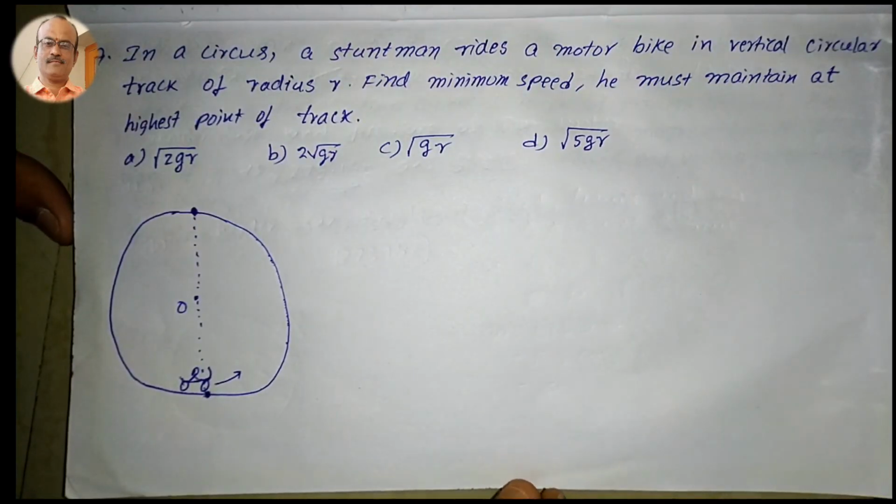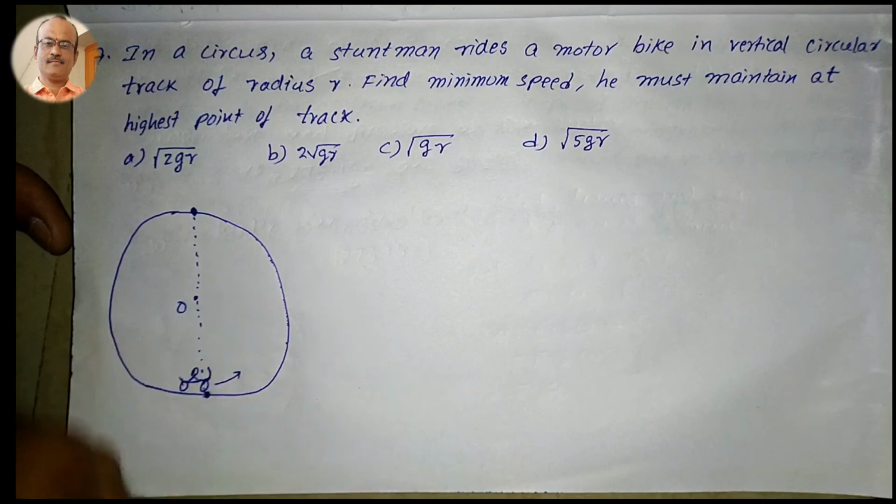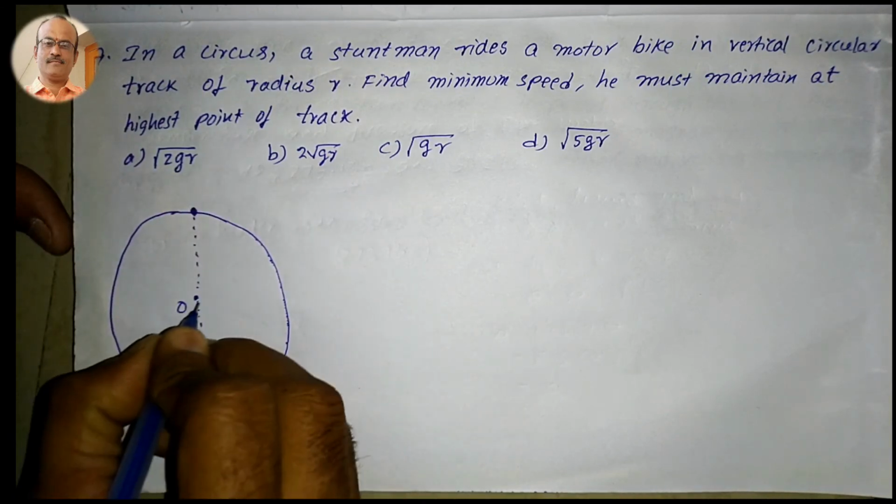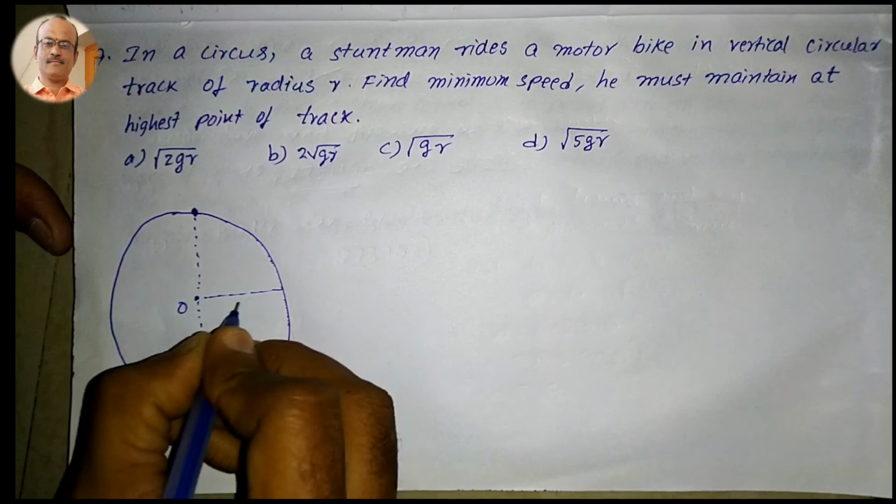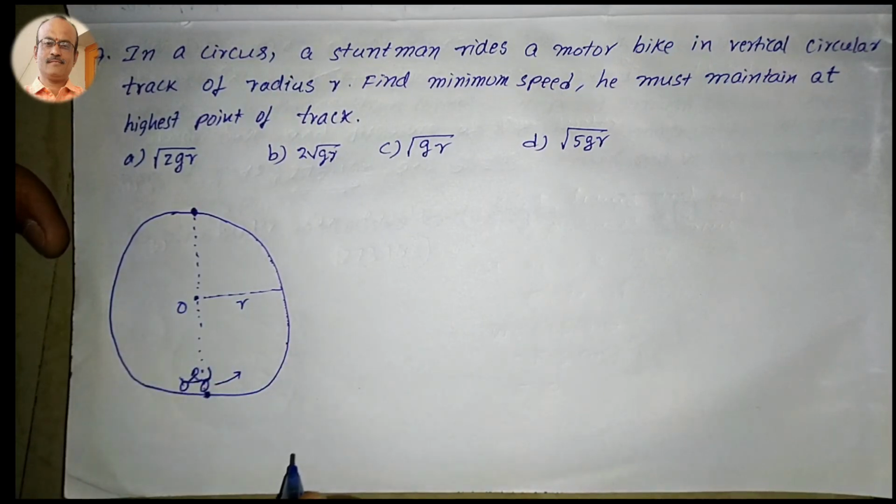Now the question number 9. In a circus, a stuntman rides a motorbike in a vertical circular track of radius r. Find the minimum speed he must maintain at the highest point of the track. So here, this is the vertical circular track of radius r. Find the minimum speed that he must maintain at the highest point.